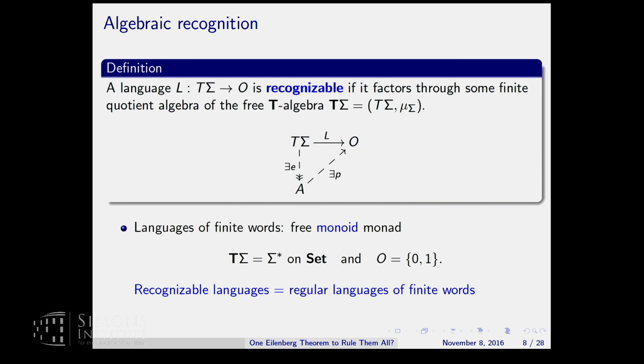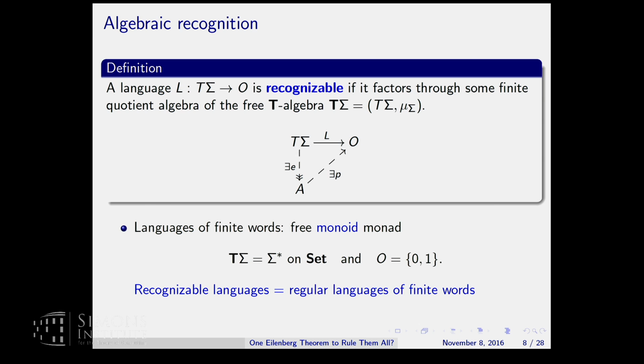And also language recognition is kind of straightforward, because you say a language like this, a morphism from TΣ to O, is recognizable by an algebra if it factors through some finite quotient algebra. So here, this diagram states that the language is recognized by the algebra A. So this needs to be a finite quotient of TΣ.